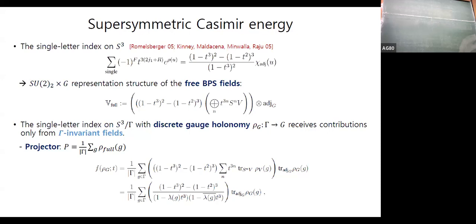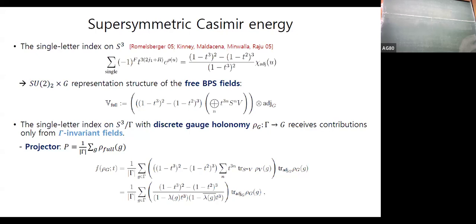So the singularity index on S^3 mod gamma gets contributions from only gamma-invariant fields. So you now introduce a projector. This is nothing but, you can think of it as, a discrete version of the Haar integral. You act this projector on this vector space and take the trace to get the singularity index, and you have this expression. Rho V is nothing but the two-dimensional representation of gamma here.